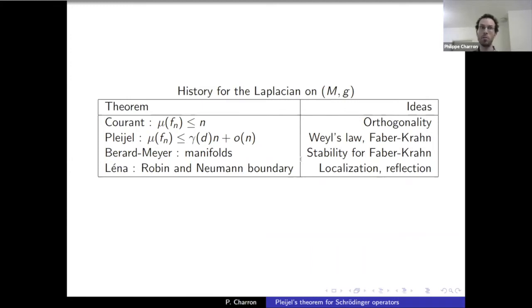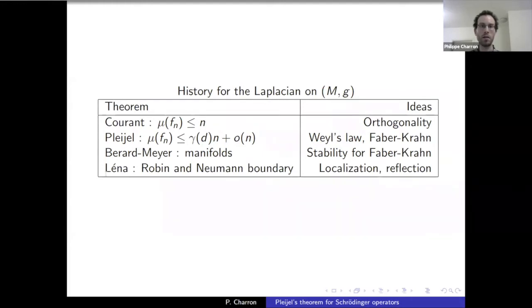And for the ones that do not touch the boundary, because they're nodal domains, you have Dirichlet boundary conditions for each nodal domain. So you can use Faber-Krahn on each. And for the ones that touch the boundary, if you show that their number is little o of n, then you have the right constant in the end. So that was the idea.